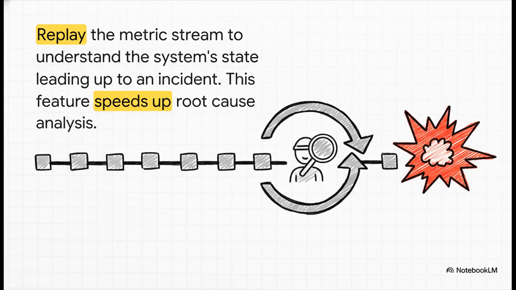So imagine some major issue happened at 3 a.m. Instead of just guessing what was going on, an engineer can use Kafka to literally replay the entire stream of metrics and events that led up to that incident. This lets them see the system's exact state as it was in the past, which just dramatically speeds up finding the root cause. It is an unbelievably powerful diagnostic tool.